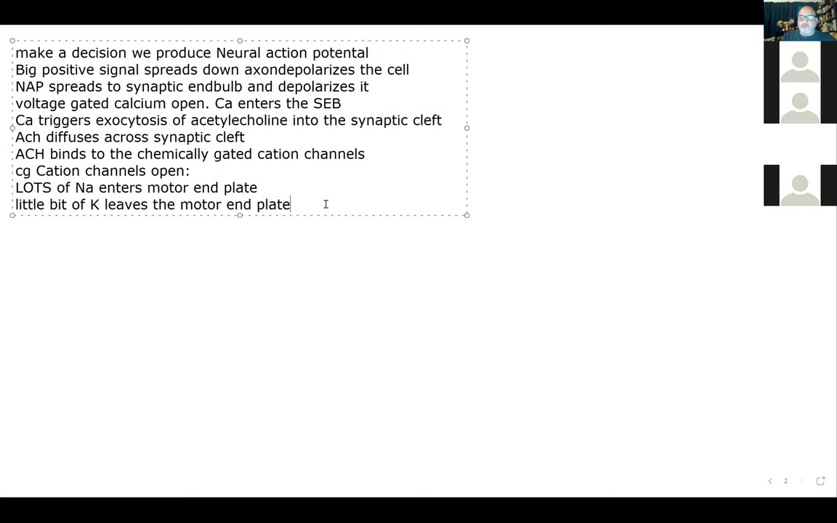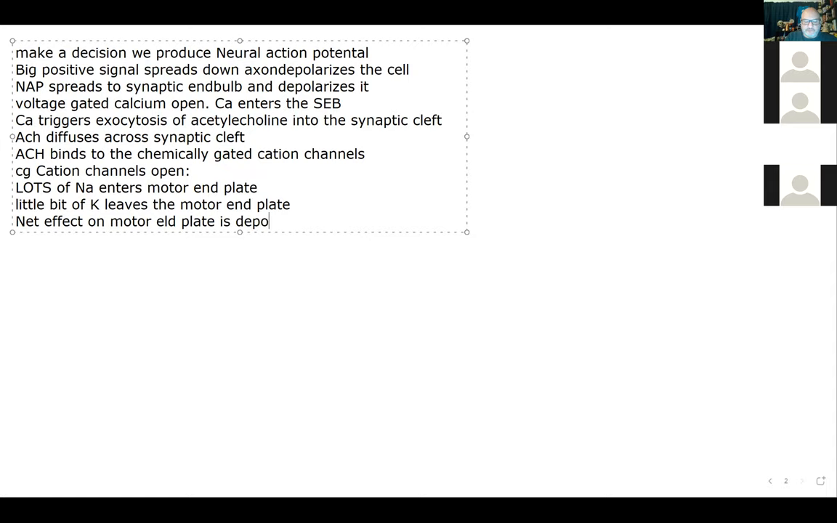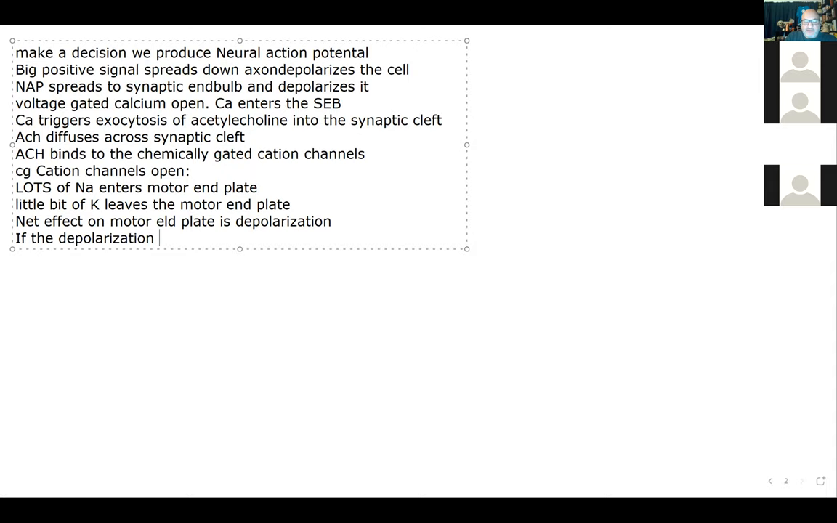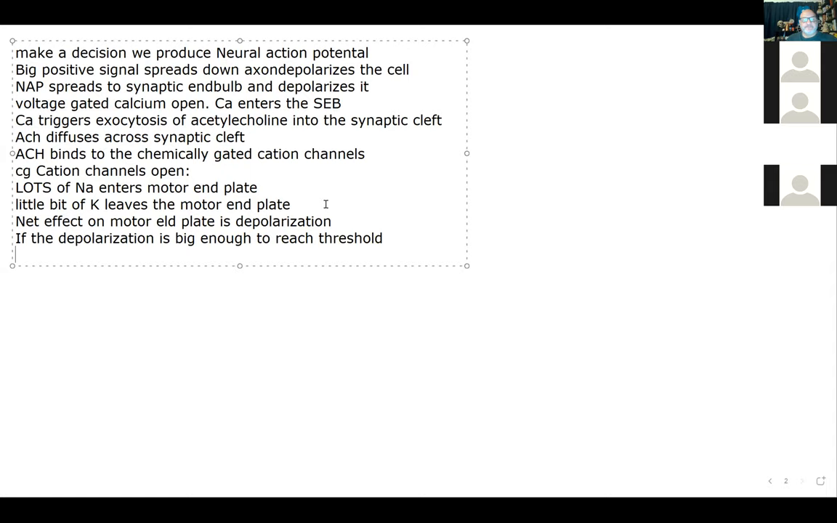But now that we have an uneven flow, what is the net effect on the motor end plate? Depolarization. Excellent. Absolutely. Sarah's correct. Remember, here's the key to this part. If the depolarization is big enough, remember, it doesn't always have to happen, but if the depolarization is big enough, then we reach threshold. What happens when we reach threshold? It triggers the production of a muscle action potential, which is a big positive signal at the motor end plate.